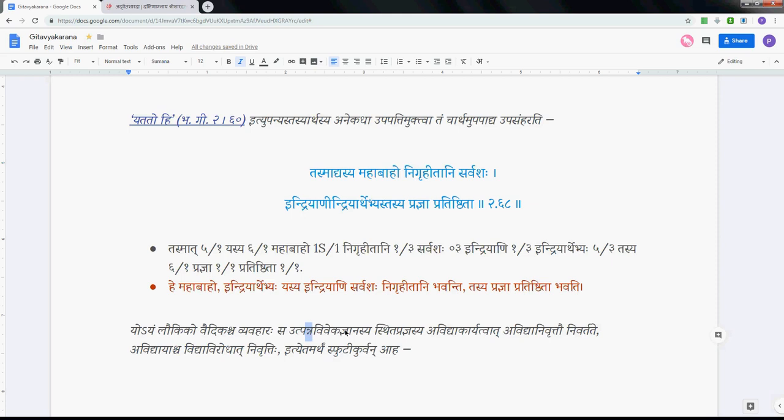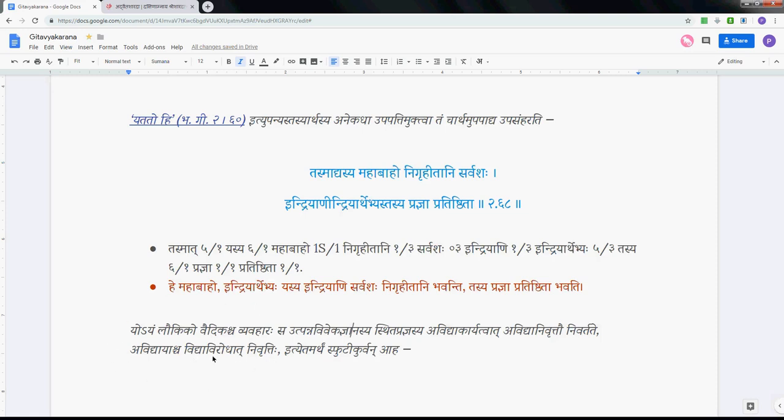And utpannam viveka jnanam yasya, sah utpanna viveka jnanah. It will become pullinga and then tasya utpanna viveka jnanasya. Who is that? Sthita Prajnasya. Sthita Prajna, for whom Viveka Jnana is born. So that person is Sthita Prajna. And Sthita Prajnasya utpanna viveka jnanasya.